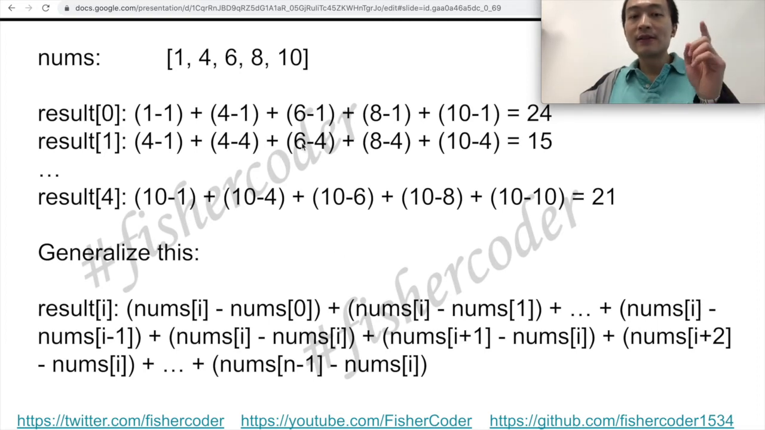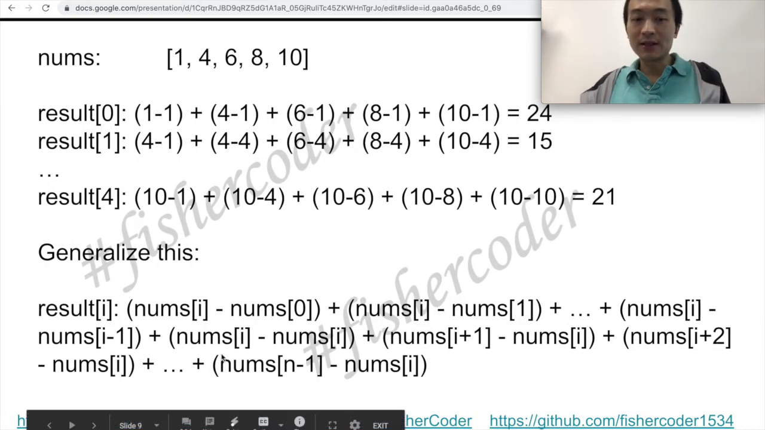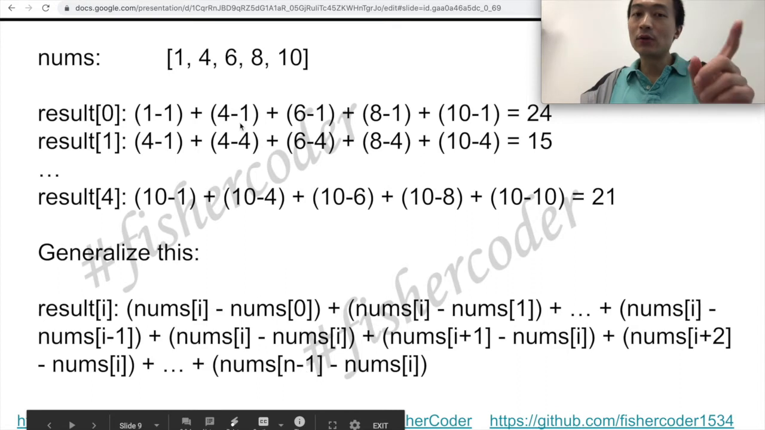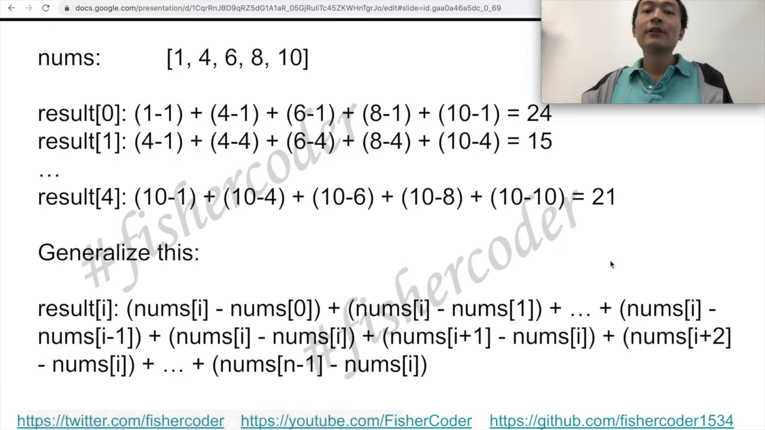You see, it's nums I plus 1 minus nums I. Then nums I plus 2 minus nums I. All the way up to the last element, which is nums n minus 1, which is 4 in this example, right? Minus nums I. This is the generalized formula that we can get from this virtual example walkthrough, right?